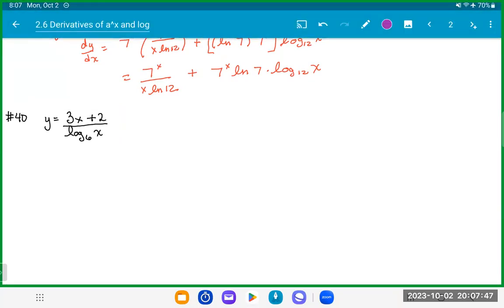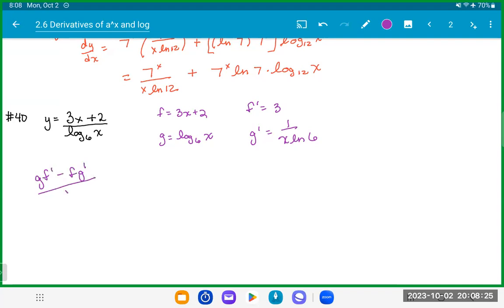So this last problem that I have here for you, again, we have a quotient. My f function is 3x plus 2. My g function is the log base 6 of x. So f prime is just 3, and g prime is going to be 1 over x ln of 6. Okay. So we'll want to do our g f prime minus f g prime over g squared.